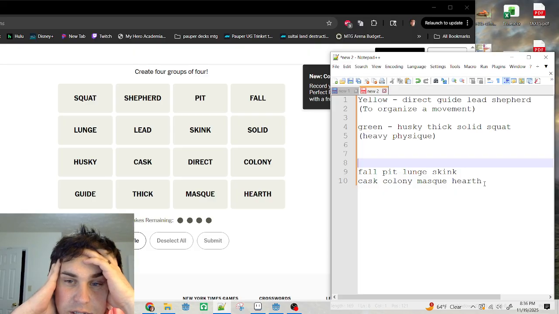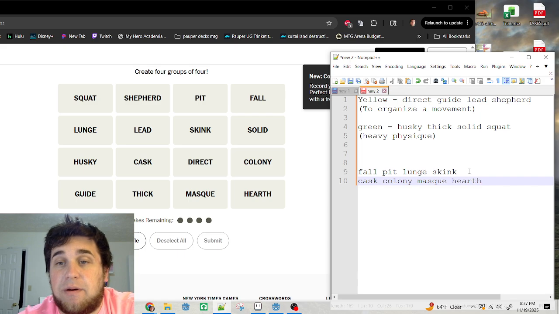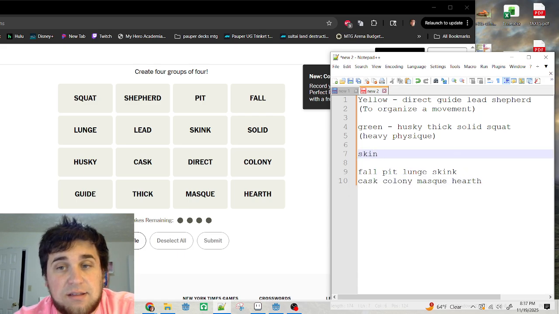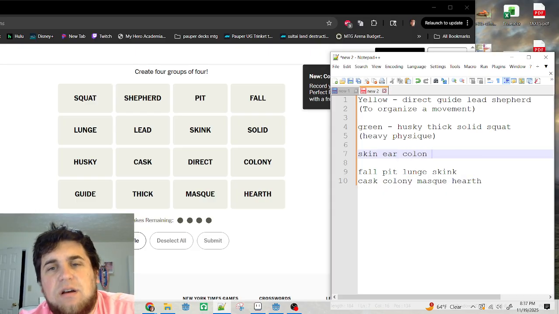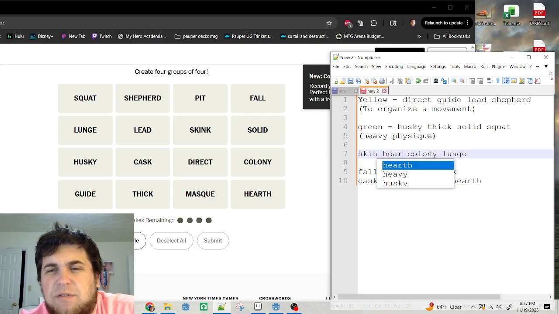Has ear in it. Ear, skin. Oh, wait. I'm seeing it. Skin is in skink. Ear is in hearth. Colon is in colony. Oh, goodness. Lung in lunge. Okay. Colony, earth, hearth. I need to double check that one. That one feels weirdly like more work to get there.